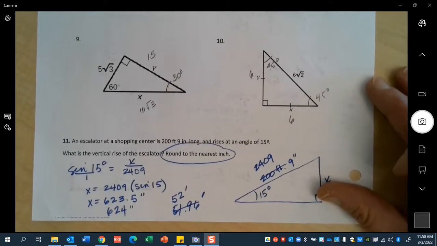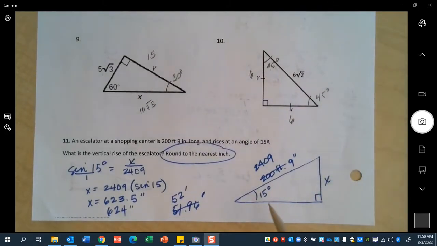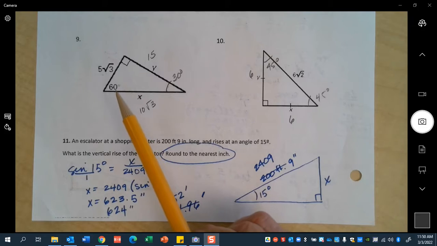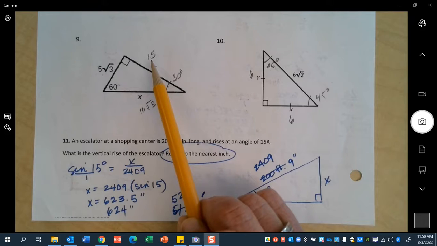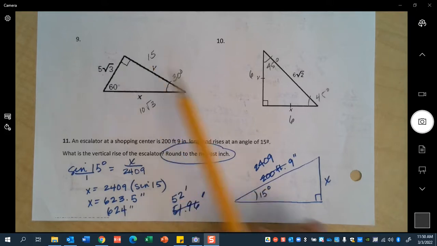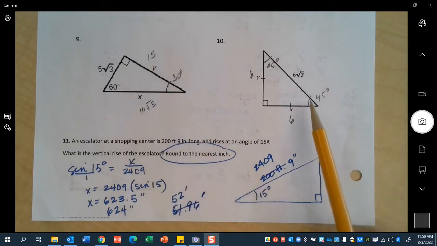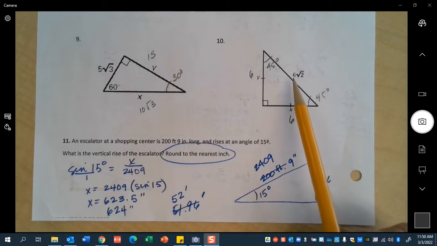For number 9, it's a 30, 60, 90 triangle. My hypotenuse is double my short leg. My long leg is root 3 times my short leg. 45, 45, 90 triangle. My hypotenuse is 6 roots of 2. So my side lengths are 6.